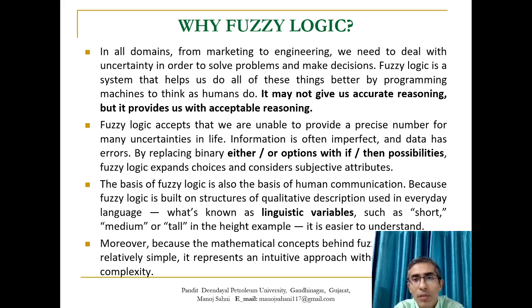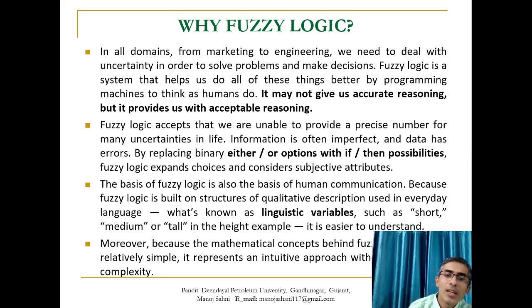So why fuzzy logic? First thing is, it may not give us accurate reasoning, but it provides us with acceptable reasoning. As I said, it is very near and dear to human thinking. This is the most important thing that we should understand. Second, information is often imperfect. It cannot be exact, and data always has errors. So by replacing binary either-or operations with if-then possibilities, here in fuzzy we replace either-or with if-then.